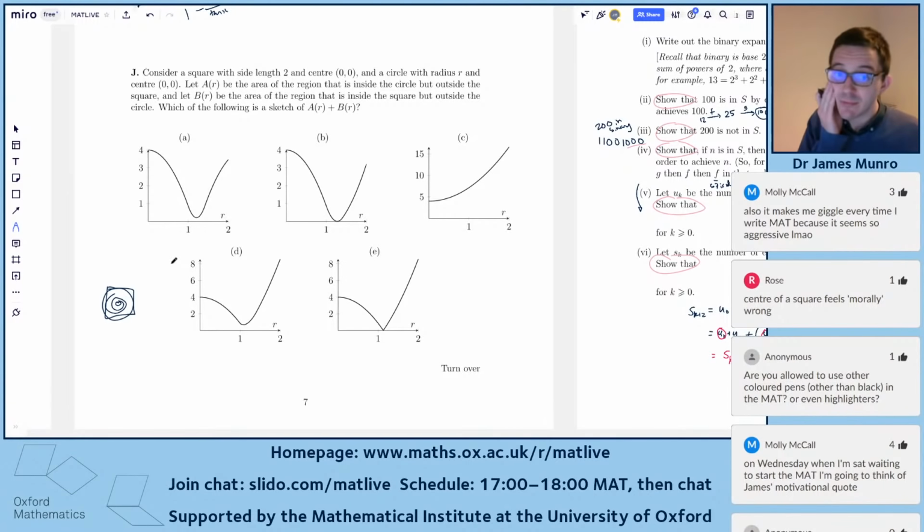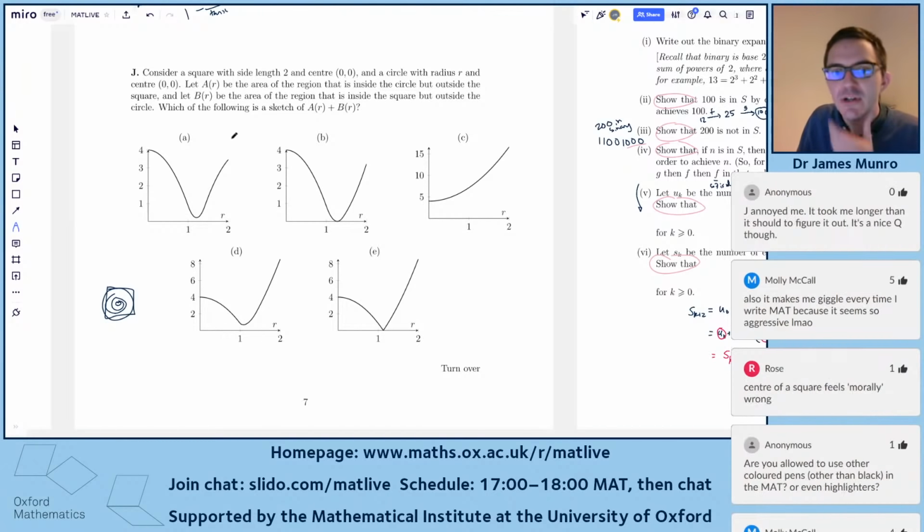J is nice enough once you've worked out what's going on, I think. Because these regions, it's very complicated. I got into it, I suppose, by thinking about special cases. So thinking about what happens if R is about 0.